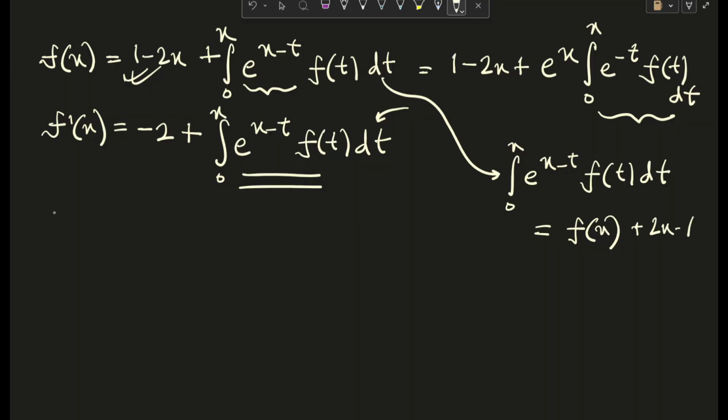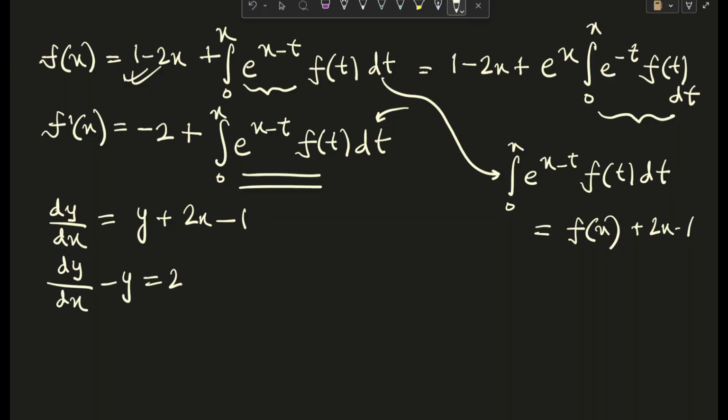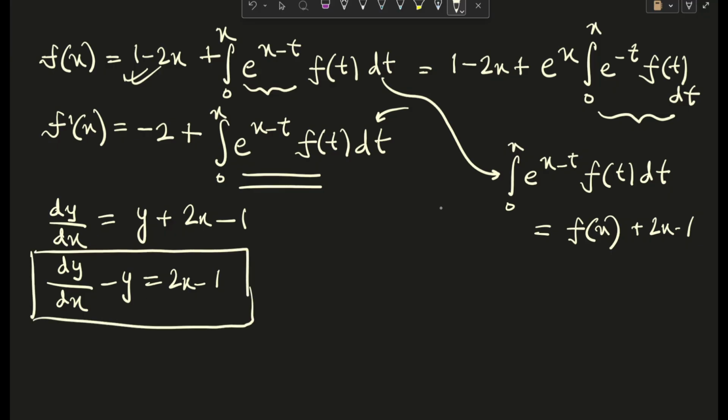So if we substitute that, writing f dash x as dy by dx, this will be equal to y plus 2x minus 1. And if we rearrange, dy by dx minus y is equal to 2x minus 1. This one is a linear differential equation. So I guess now we are in a good position to solve this. If we find the integrating factor for this, it will be e power minus 2x. Pretty obvious.